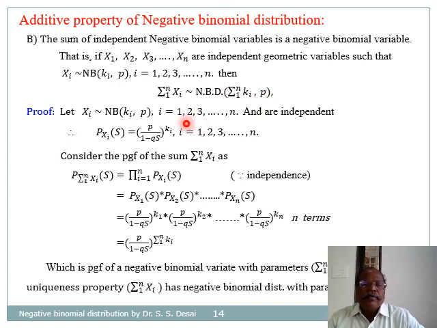So for that, again we consider the concept of PGF, and PGF of sum is equal to product of PGFs, and using this theorem on PGF, the PGF of summation of Xi becomes P divided by 1 minus Qs raised to summation of ki, which is PGF of negative binomial variable with parameters summation of ki and p. Hence, by uniqueness property, summation of Xi follows negative binomial distribution with parameters summation of ki and p.